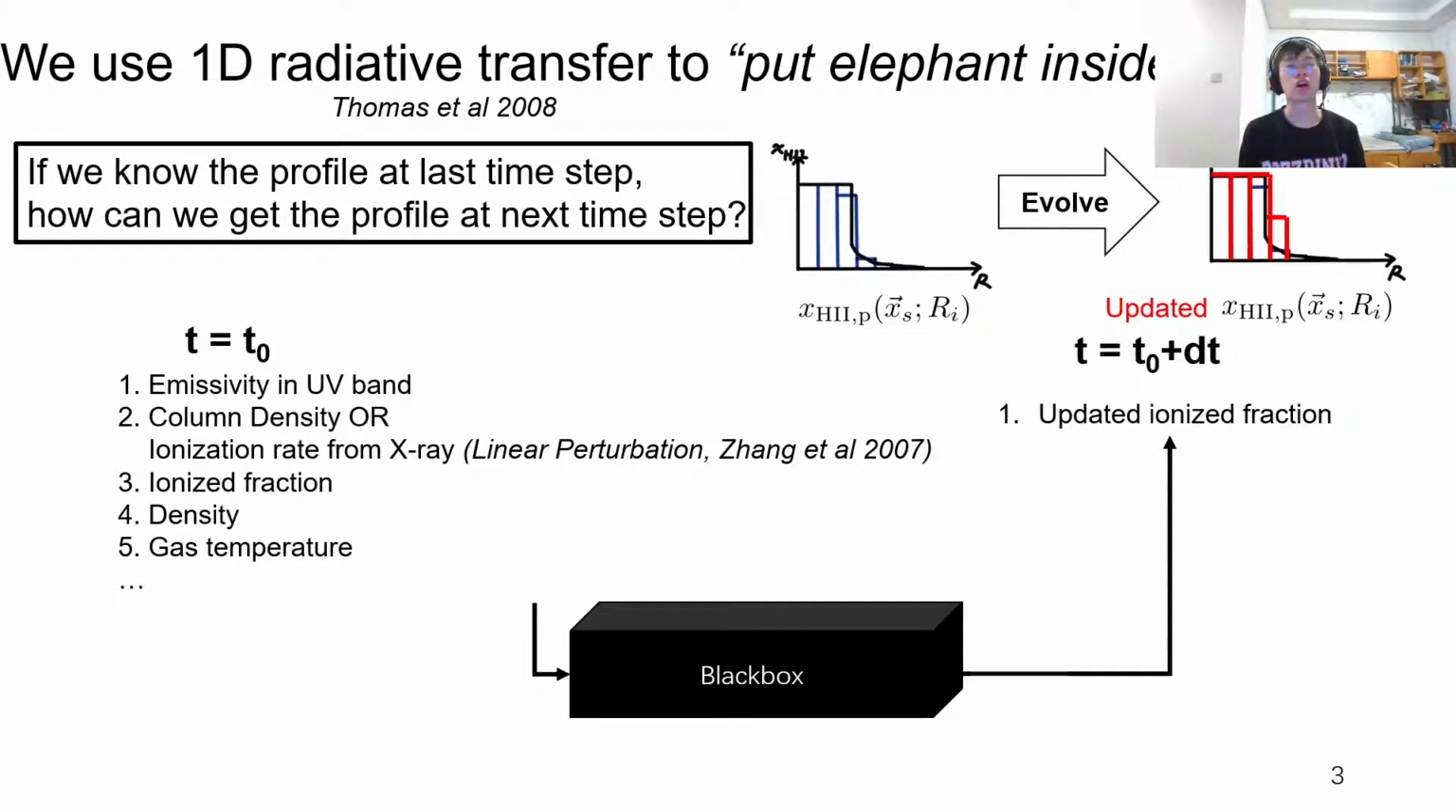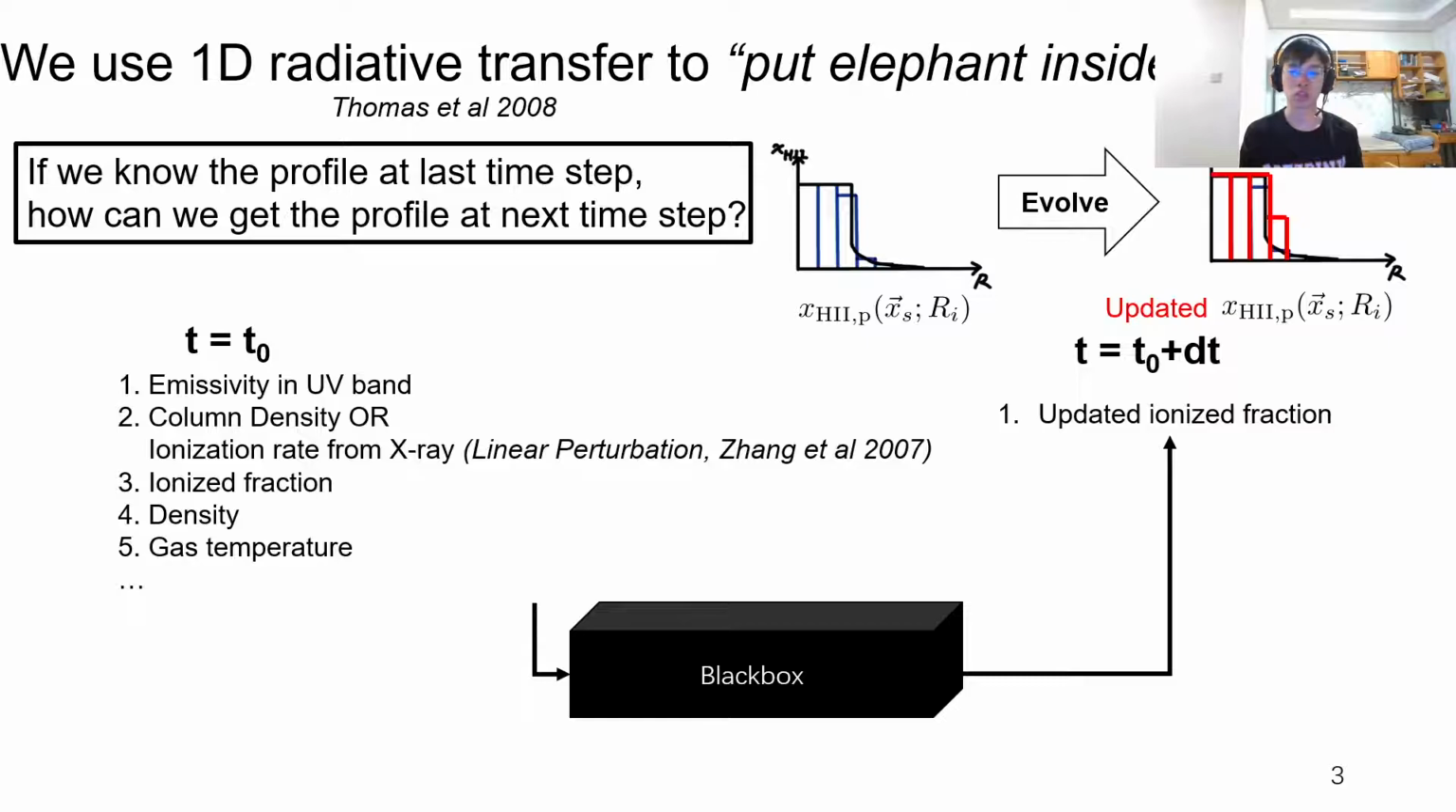Let's first look at the evolve operation. If we know the profiles at the last time step, how can we get the profiles at the next time step? Here we use one-dimensional radial transfer, which was developed by Thomas et al. in 2008. They treat ionized bubbles as spherical ones and just evolve them along the radial direction. Furthermore, the information we need to evolve these profiles is actually very limited. We only need the central emissivity in the UV band, which contributes the most for ionization, column density, or the ionization rate from X-ray in the first shell, calculated by linear perturbation theory, which I will talk about later.